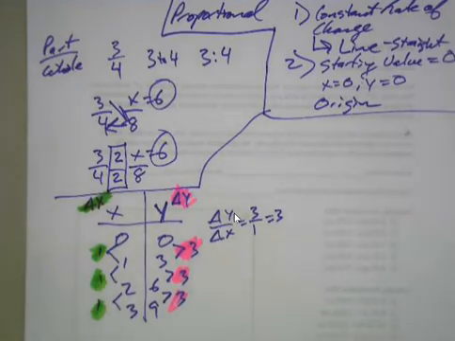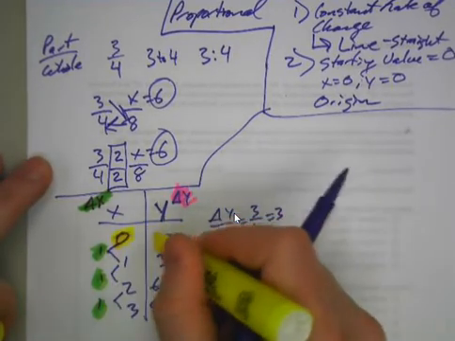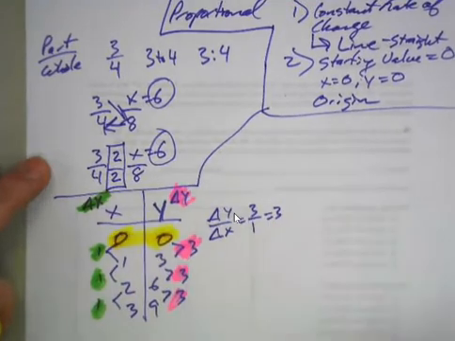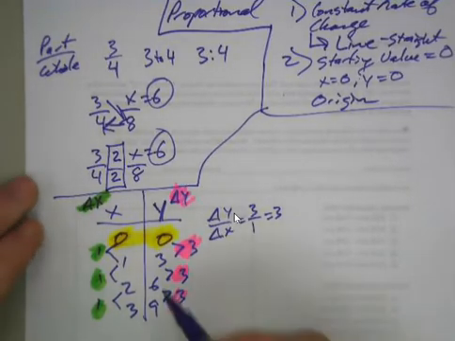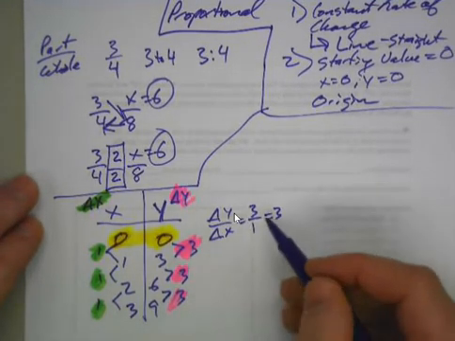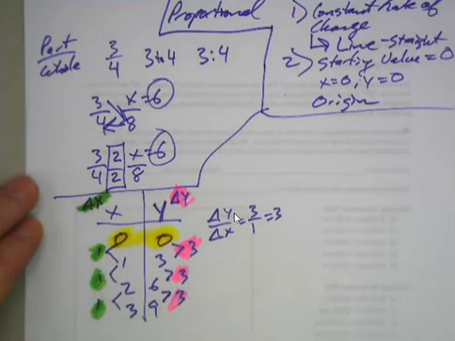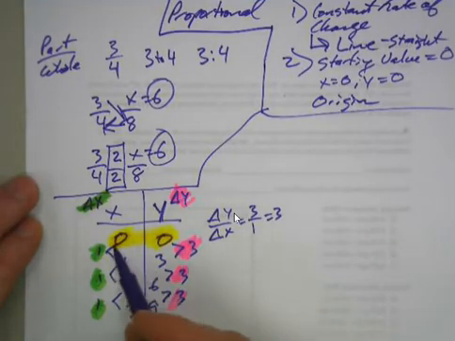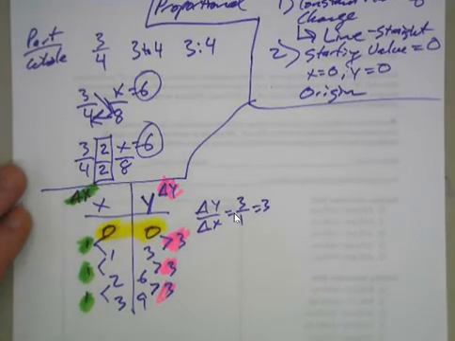The second condition is that it must go through 0, 0. When x is 0, y must be 0. And if it's 0, 0, it goes through the origin and meets the second condition of being proportional. So from looking at this table, we know the change is constant, 3 over 1, each time. And we know that it goes through 0, 0, and so we would conclude that this line is absolutely, with certainty, proportional.